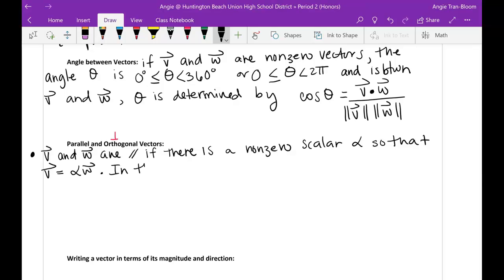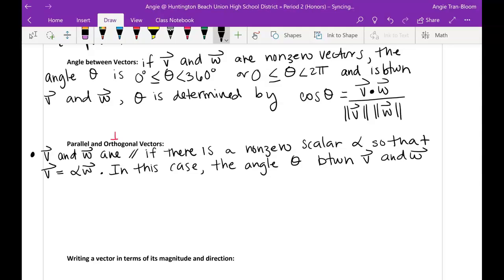In this case, the angle, let's use theta, between vector v and vector w is either 0 or pi, okay? Or you can say 0 or 180 degrees, okay?